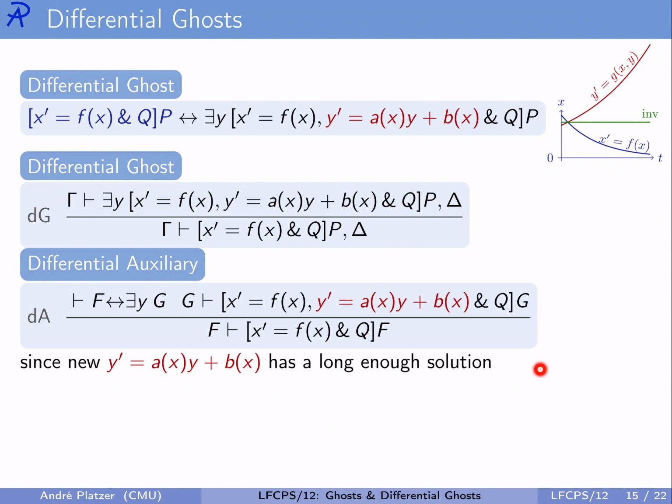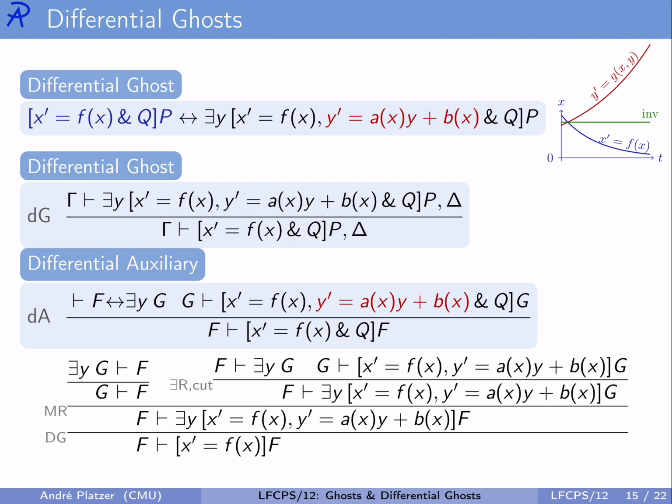Derivation of the differential auxiliary principle out of the differential ghost axiom is just precisely a slight abstraction and generalization of what we did for the exponential decay question. Here we go. F is invariant, but the differential ghost axiom, that means there is a y such that adding in y prime equals a of x, y plus b of x is true. Then by the monotonicity principle, we can write g instead of f. Why? Well, if g, the new postcondition, implies f, the old postcondition, that's certainly fine if only there were not an existential quantifier. But the monotonicity reasoning principle also applies for the exists quantifier.